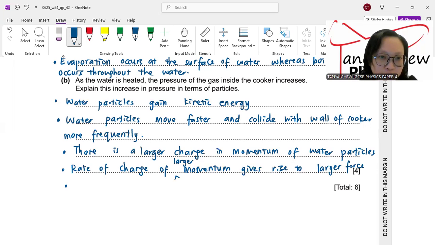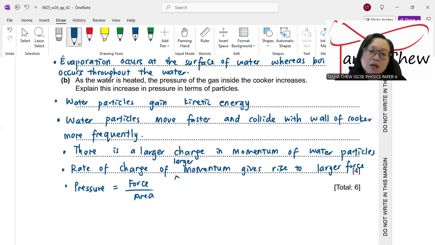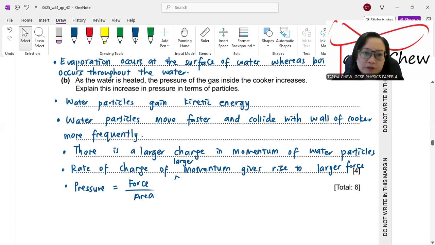So pressure is equal to force over area. Since the force increases, that is why the pressure of the cooker increases as well. So these are the answer. Feel free to pause the video at any point, right, if you want to write down the answer.